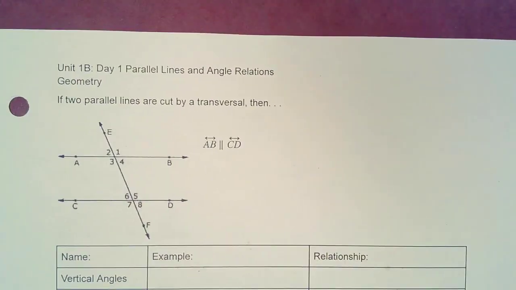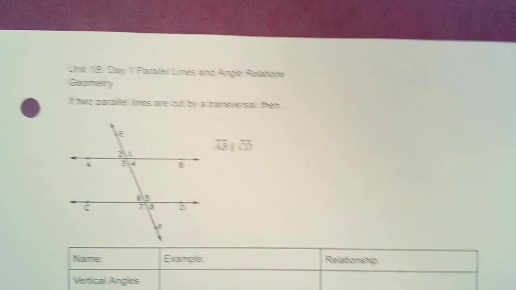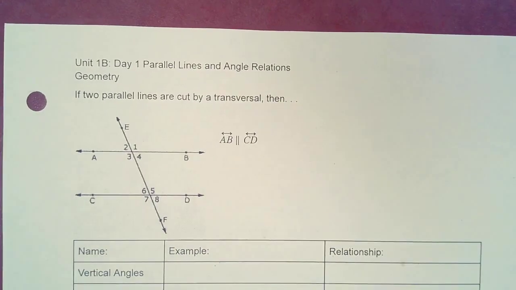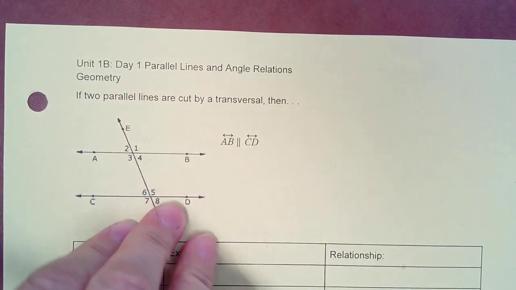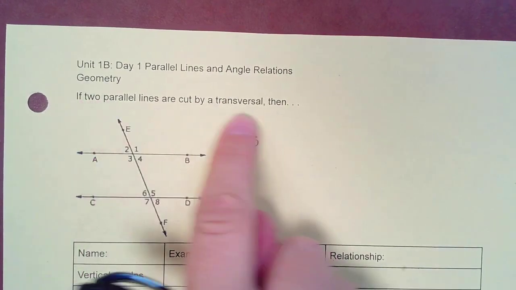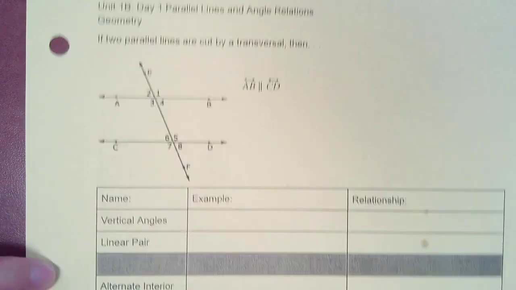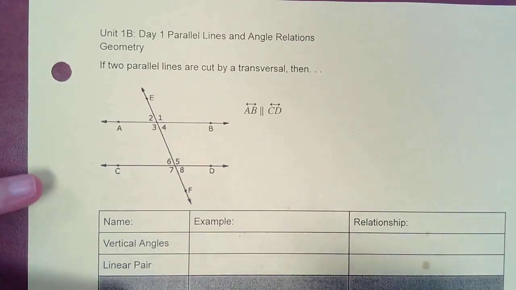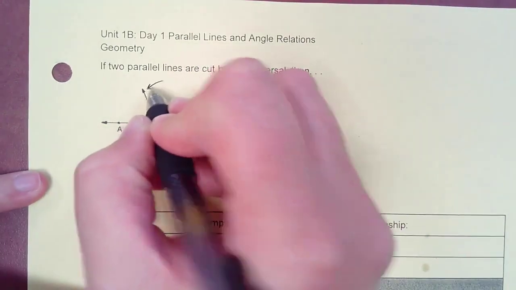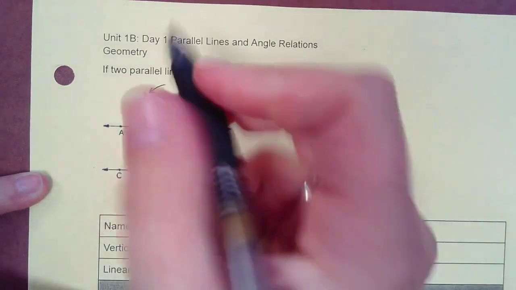Okay, Unit 1B, Day 1. In this unit, we're talking about parallel lines and angle relationships. So let's start off by looking at this first image. If two parallel lines are cut by a transversal, then we have all this information down here. So a transversal would be considered this line here, EF.